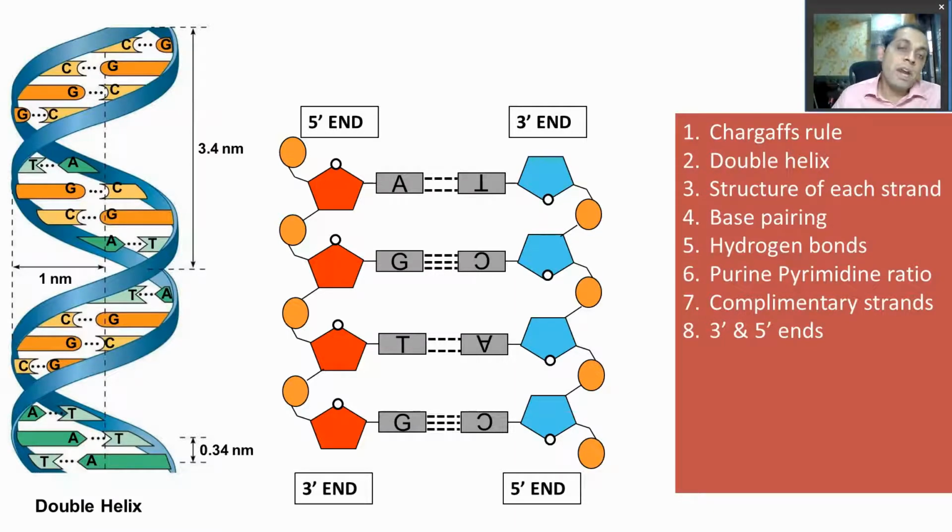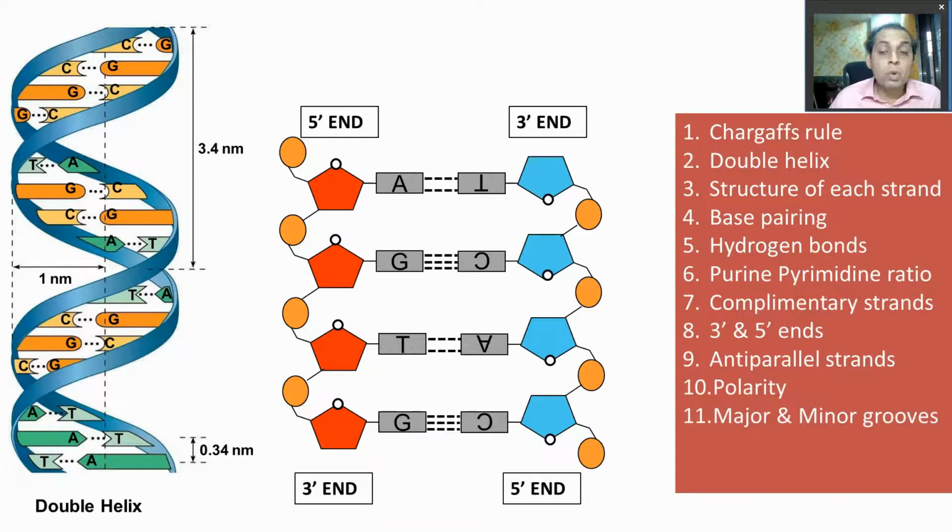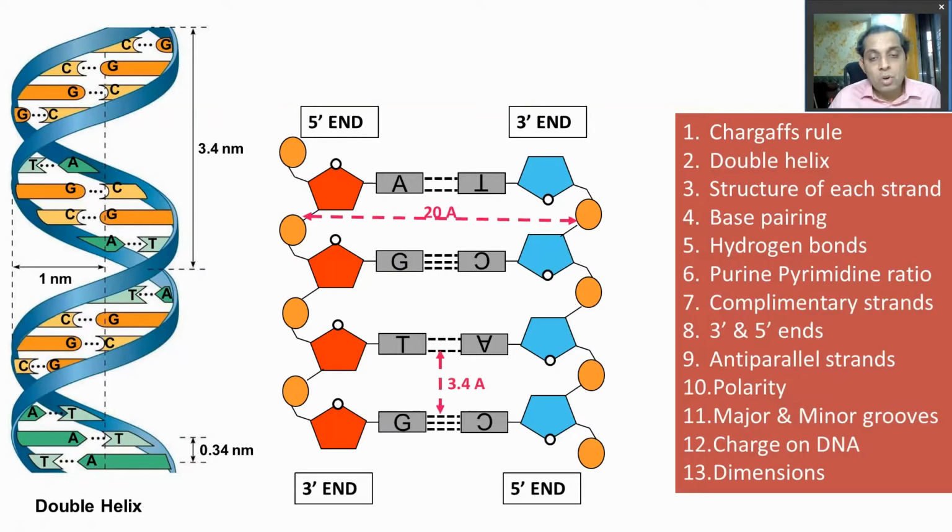Both the strands have ends, 3' ends and 5' ends. They both are anti-parallel in nature. Both of them have opposite polarity. There are major and minor grooves in the DNA. The net charge on the DNA is negative, and the dimensions, as I said to you, are 20 angstroms and 3.4 angstroms.